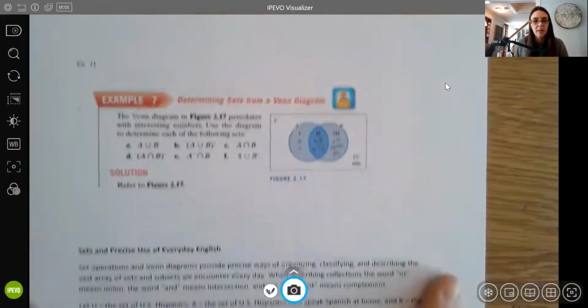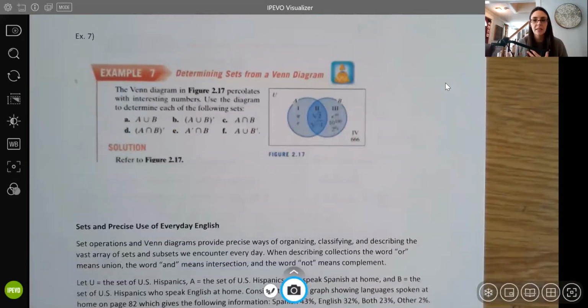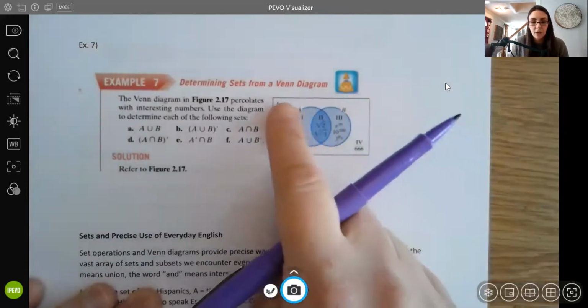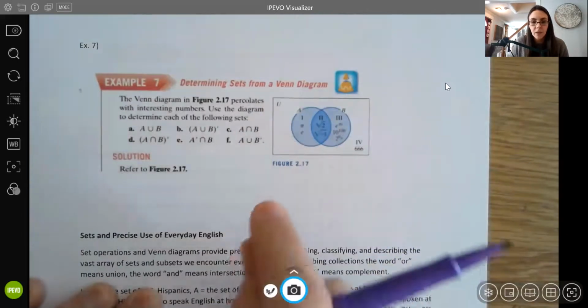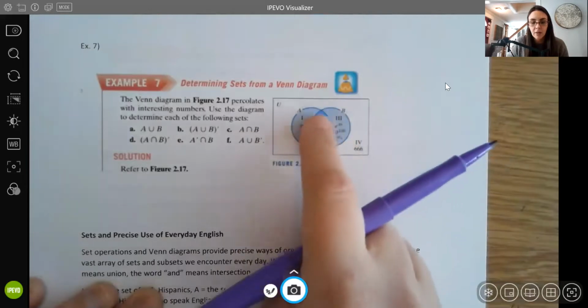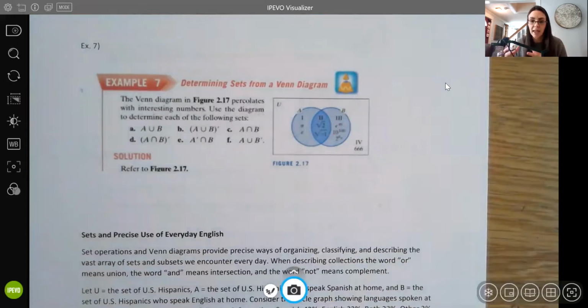All right, let's do a couple more examples again with these Venn diagrams and these set operations. So here you have your Venn diagram. You have your universal set, which includes everything. You have your set A and your set B. And again, you have this overlapping piece in the middle. So those are elements in both sets A and B.